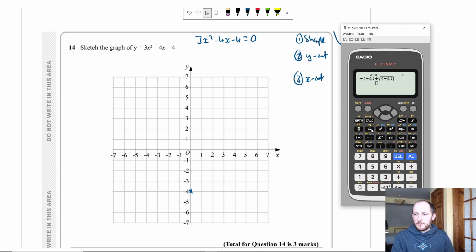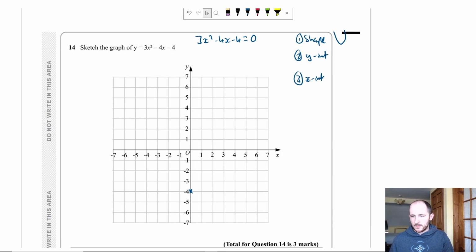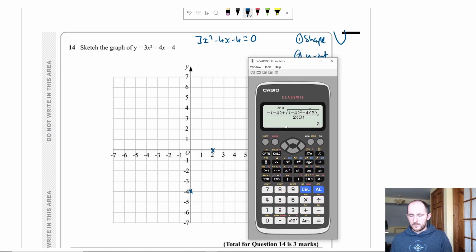And again, please make sure you use brackets, okay? I've seen so many students not use brackets, and then they get the wrong answer, and they go, oh, I was meant to use brackets. And I go, I did tell you, again. That's my first x-intercept. It's at x equals 2. So all of this I've just done on a calculator, nice and easy.